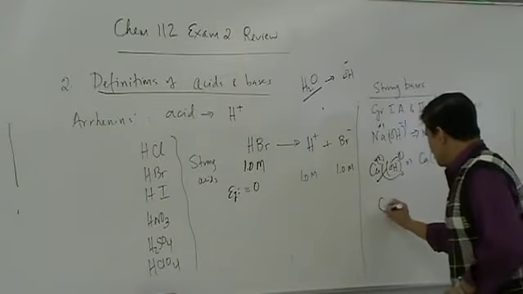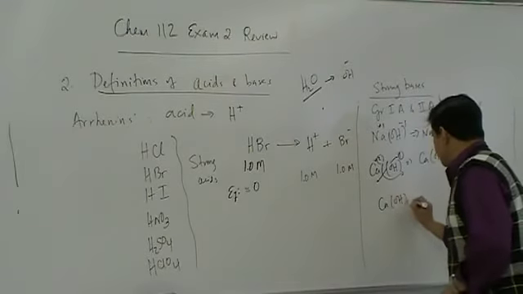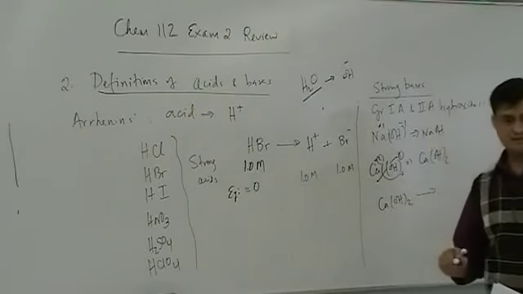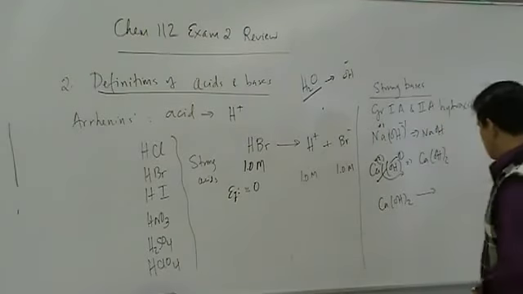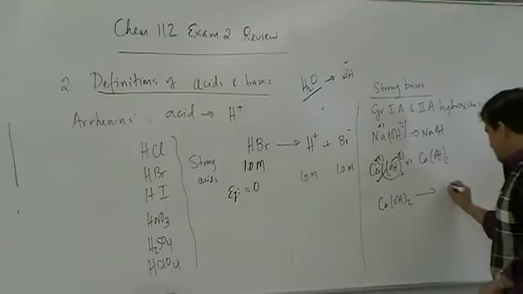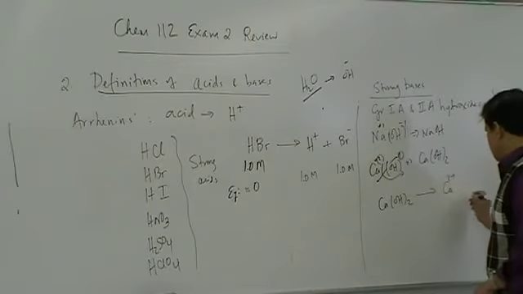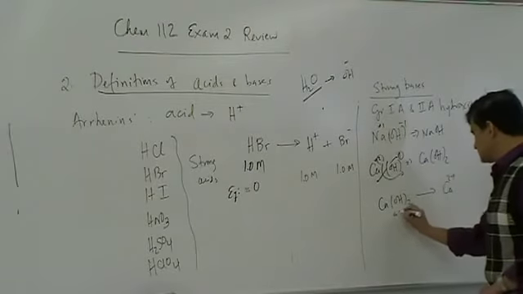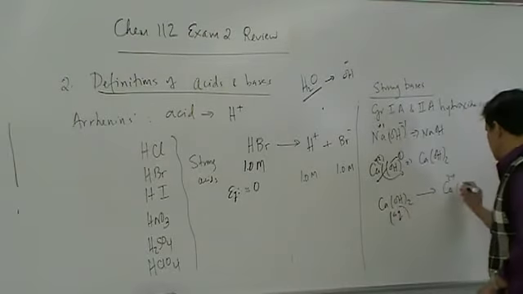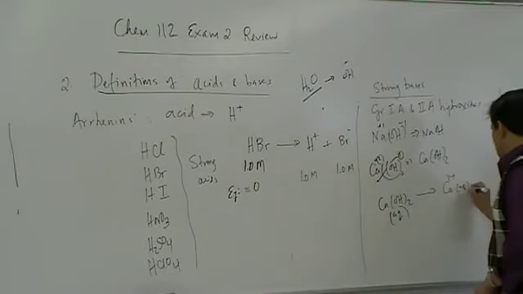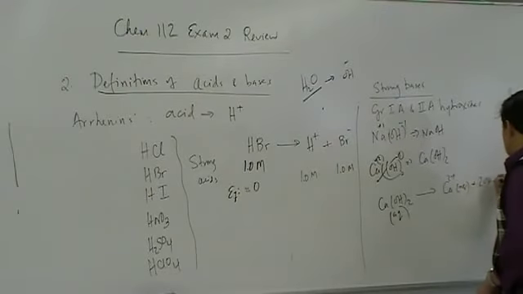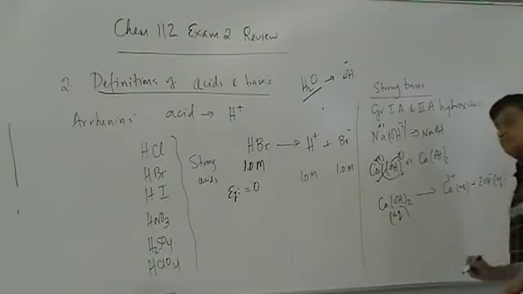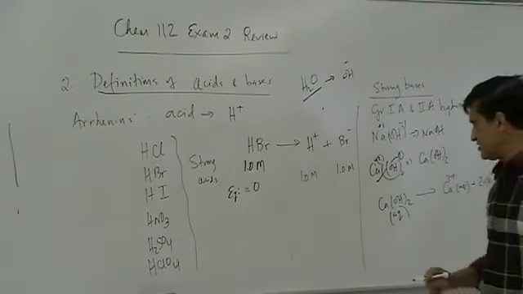So what happens when I have a strong base in water? It would break down 100%, just like a strong acid. Calcium would get separated as Ca2+ aqueous, plus 2 OH- aqueous. These are all in aqueous solution. And that's going to happen 100%. There'll be nothing left here.